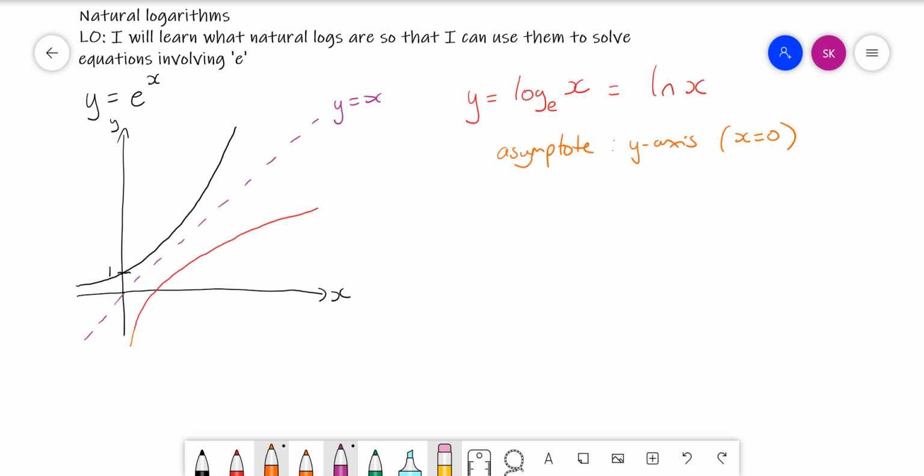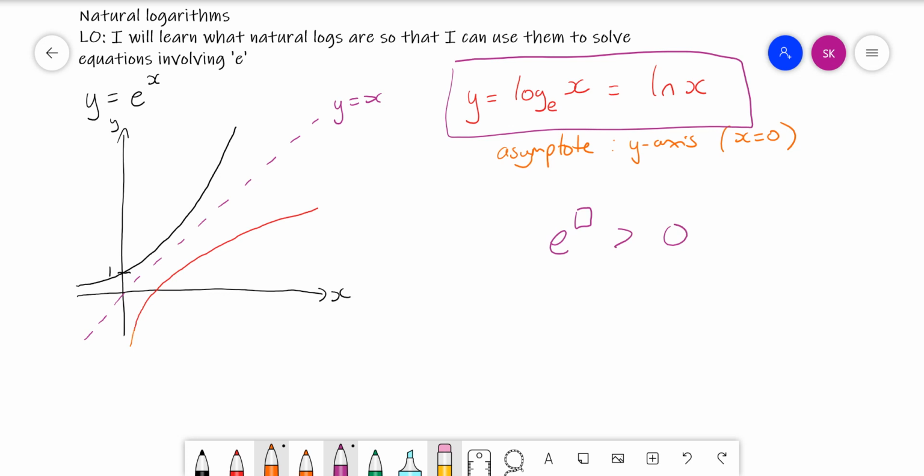This is only defined for positive values of x, because e to the power of anything is always going to be a positive number, because e itself is a positive number, which means it's always greater than 0. So therefore x must always be greater than 0, which is why the asymptote is the y-axis. If you need to rewind that so that you can get your head around it, please do that now.